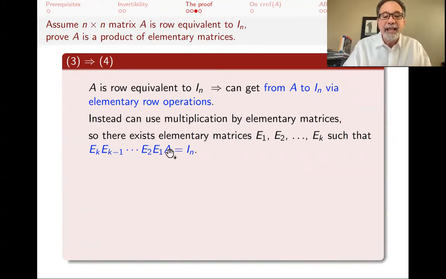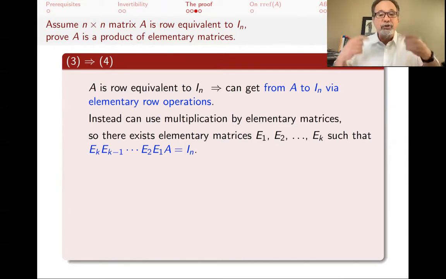So I'm starting with A, then first I'm multiplying by E1. So E1 is the first elementary row operation I do. Then I multiply by E2, that gives me another elementary row operation, and so forth. And finally EK. So there's K elementary row operations I did, but I didn't actually do them. I just multiplied by elementary matrices, which is the same thing. And I got identity. That's my hypothesis, that I can do this.